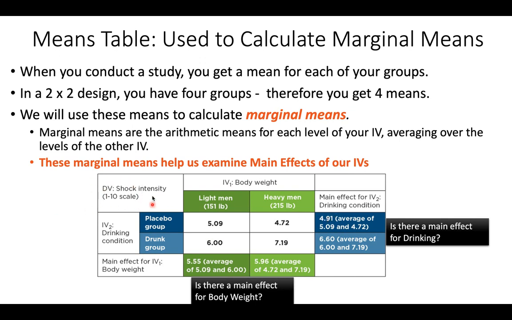So this discussion of scale is also really important. If the scale of shock intensity was 1 to 100, then these differences would both be trivial and we wouldn't care about them, right? They would represent nothing because the scale is so large and the differences are so small. But on a smaller scale of 1 to 10, the drinking condition difference looks fairly large and the body weight difference looks plausible, like it looks moderate. So we always want to consider this issue of the scale of our dependent variable.